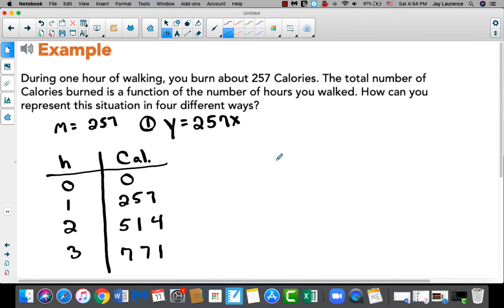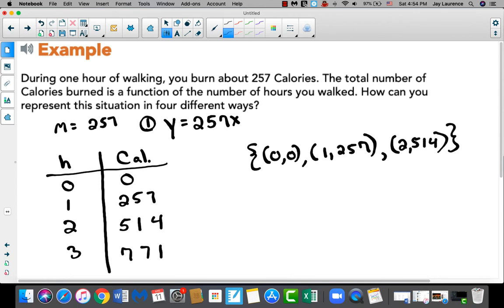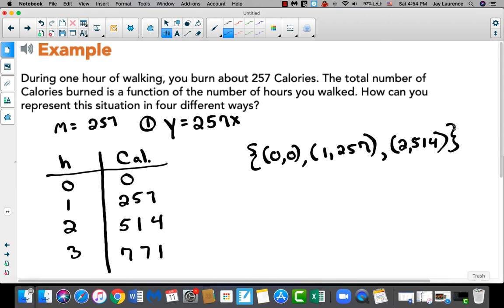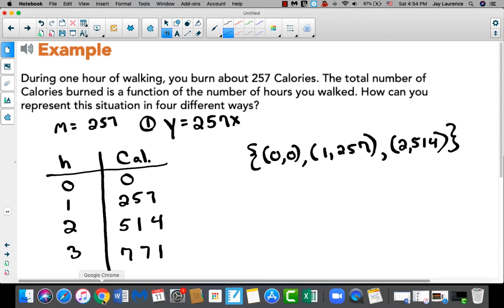A third way would be to make a set of ordered pairs, like this. This could represent the function. Where am I getting these numbers from? From my input-output table, of course. And then a fourth way could be to graph it. Now, I'm not actually going to do the graph on here because it'll take too long.